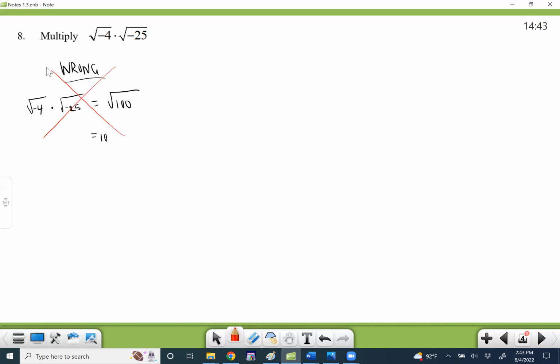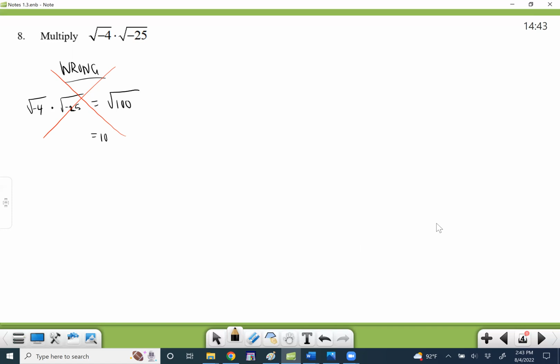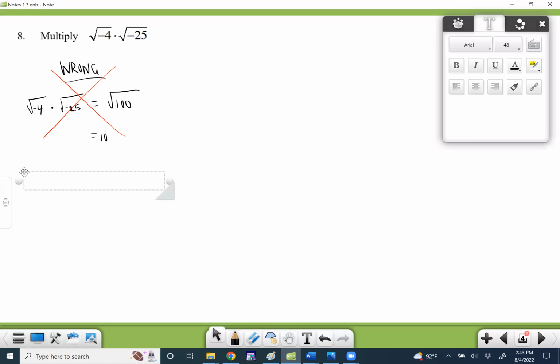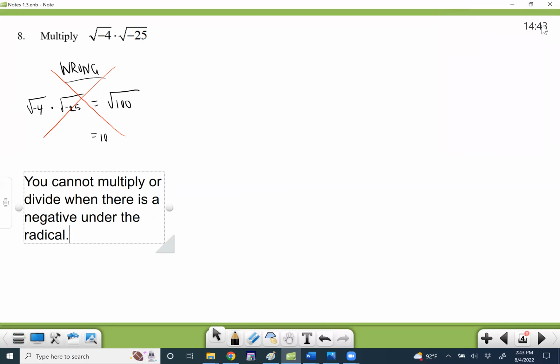You'll remember a couple slides back, I told you the very first thing you have to do is get rid of the negatives under the root. That has to be first, otherwise you'll get the wrong answer. You can never multiply or divide when there's a negative under the root. I'll show you, but that's actually not the right answer. I mean, it looks so good though, right?